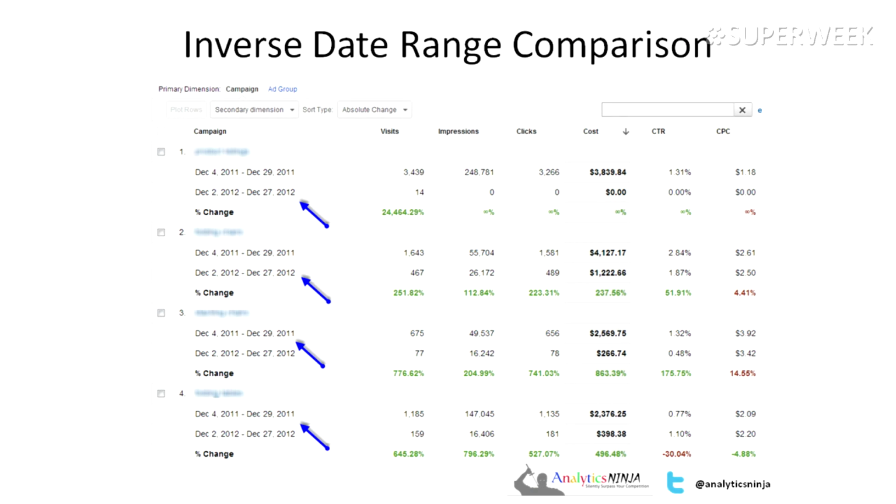Now, when you sort, it flips it, and you're going to actually be able to see the changes in your campaign spend, in your keyword spend, all of your metrics really simply by comparing date ranges in a non-traditional manner. Again, it's a little bit hard. You have to click a couple times, but it will stick.